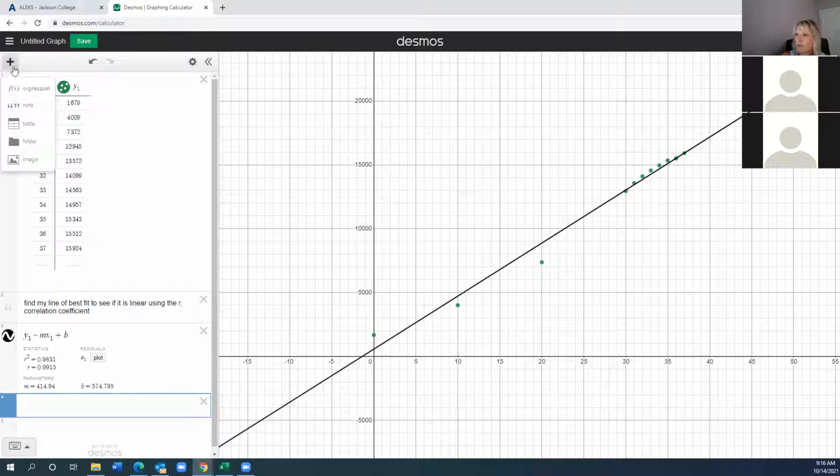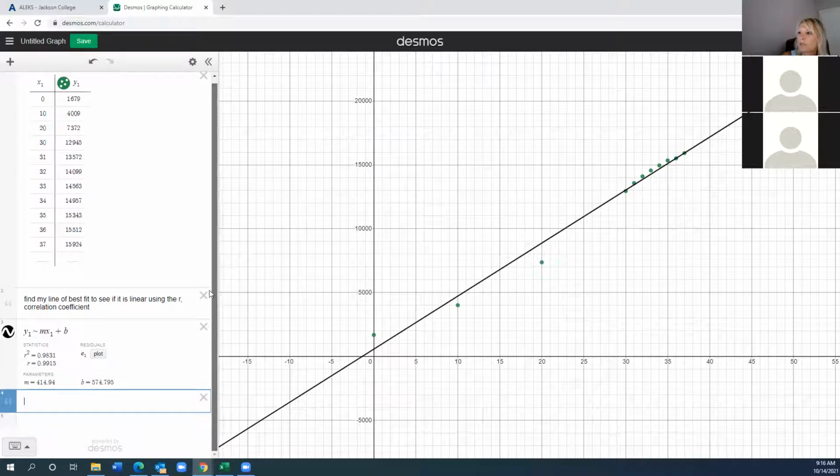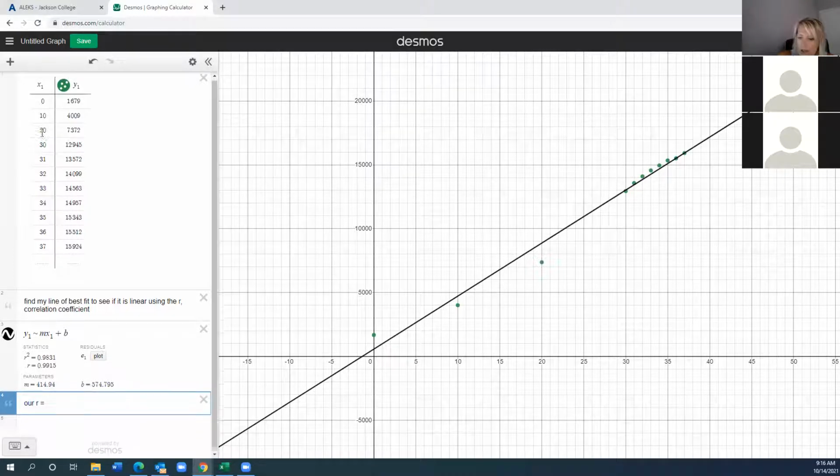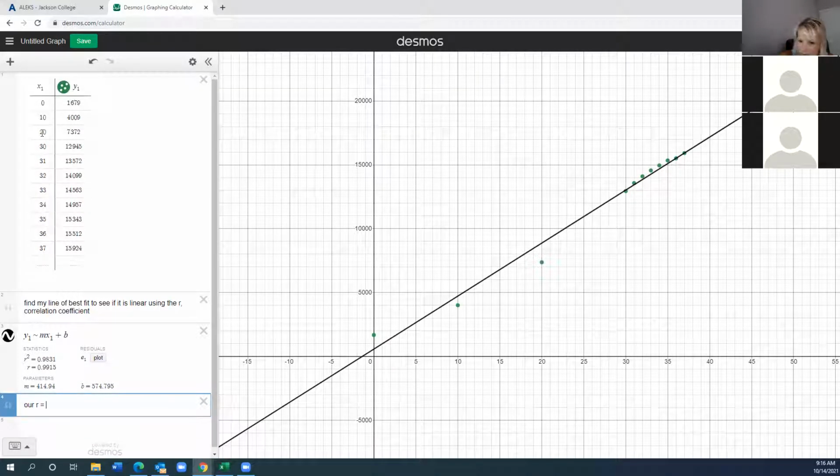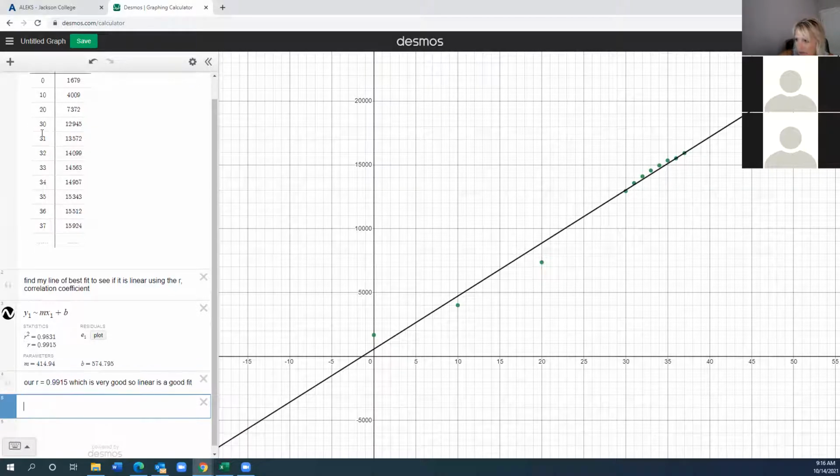And what do y'all think? I think it looks pretty good. Our correlation coefficient is 0.995. So I'm going to make a note here. Our R is equal to 0.9915. Which is very good. So linear is a good fit. Okay.